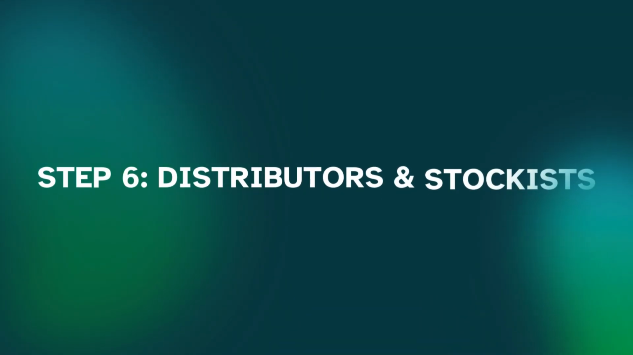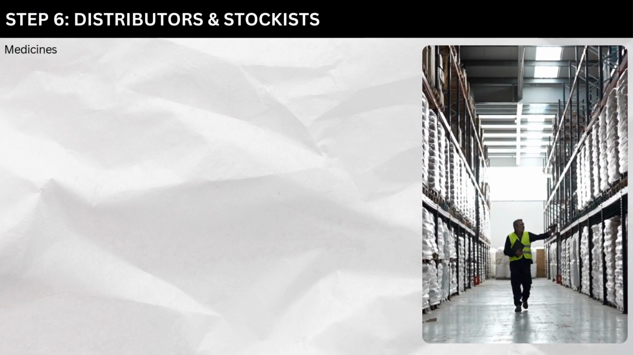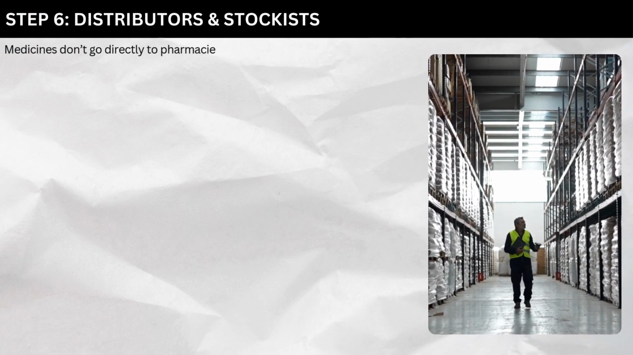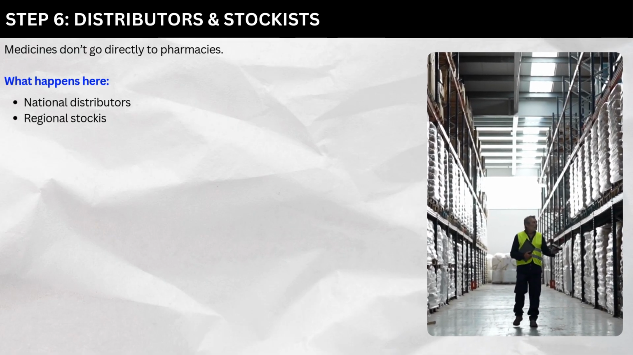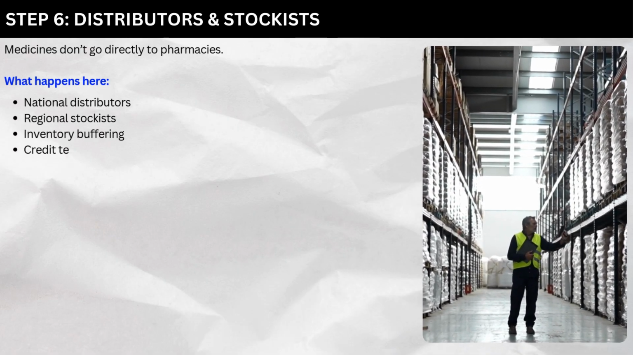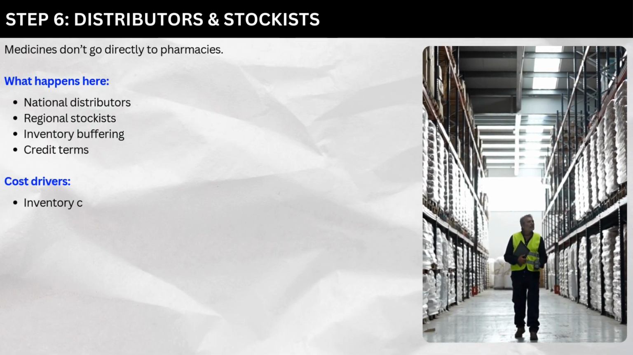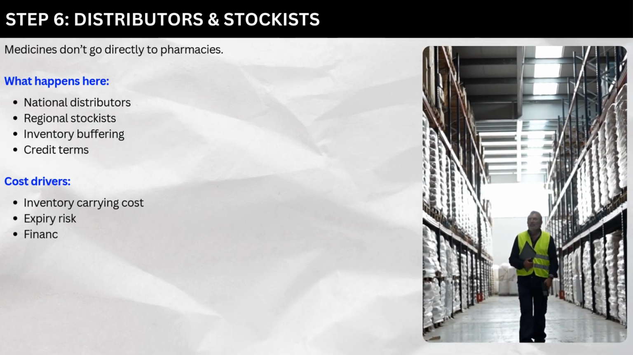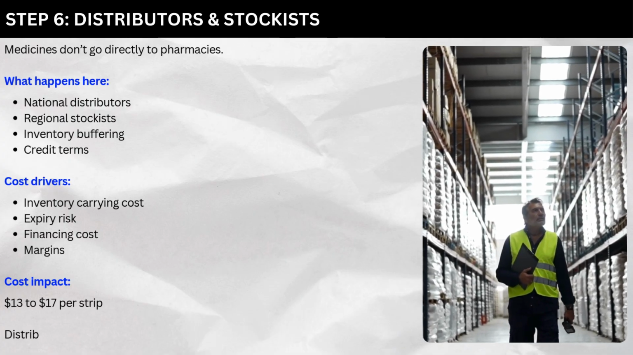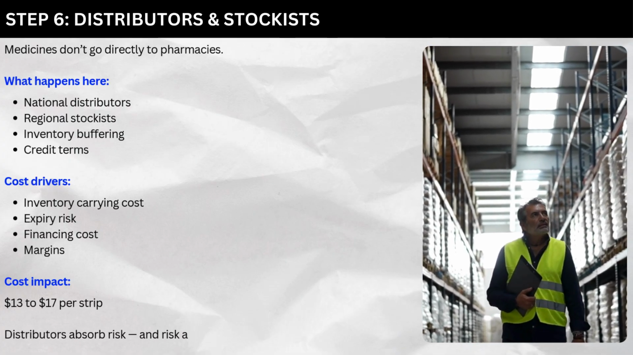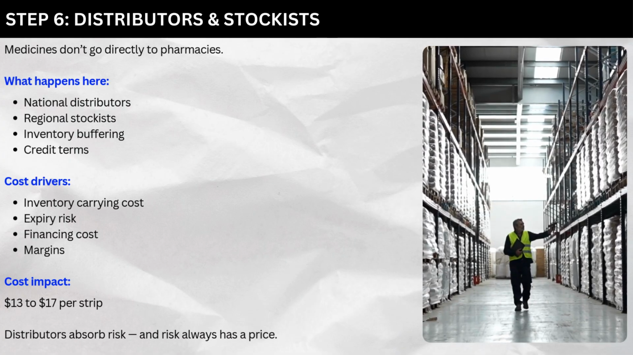Step 6. Distributors and stockists. Medicines don't go directly to pharmacies. What happens here? National distributors, regional stockists, inventory buffering, credit terms. Cost drivers: inventory carrying cost, expiry risk, financing cost, margins. Cost impact: $13 to $17 per strip. Distributors absorb risk, and risk always has a price.